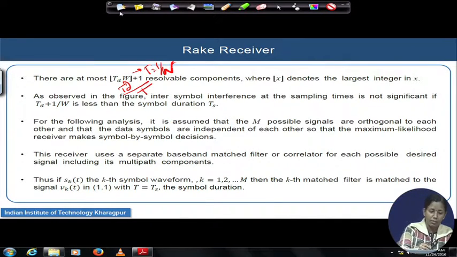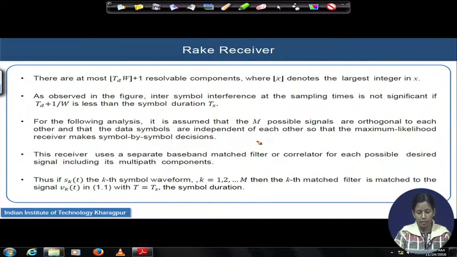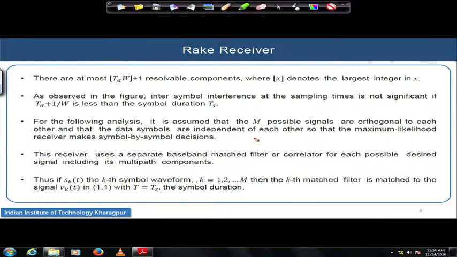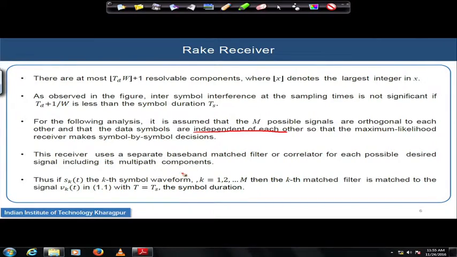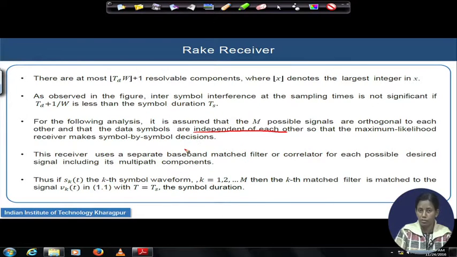And for the next part of the analysis, let us assume that the capital M possible signal sets are all orthogonal to each other. Also, let us assume that we are receiving data symbols which are all independent of each other, so that in the receiver, the maximum likelihood receiver makes the decision about which symbol has been received on a symbol by symbol basis. So, this receiver uses a separate baseband match filter for each and every symbol, and every symbol will have a possible number of multipath components associated with its processing.